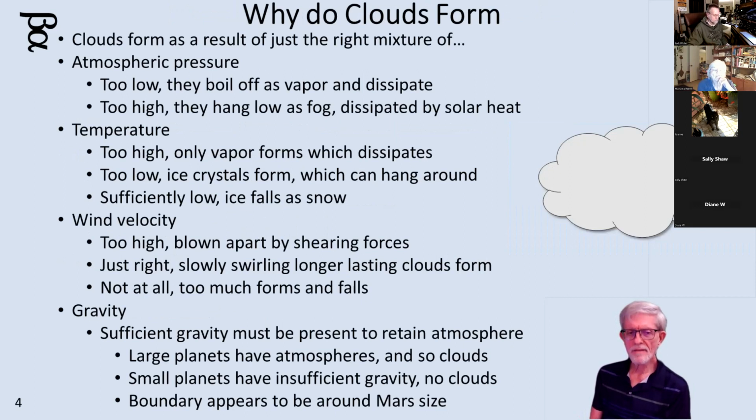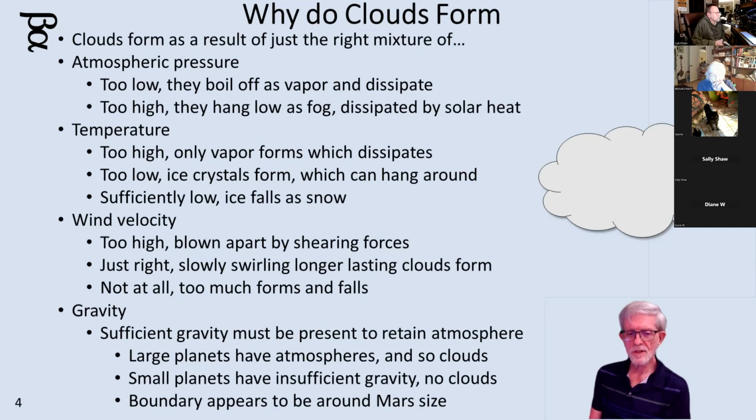Clouds are a result of atmospheric pressure, temperature, wind velocity, and gravity. If the atmospheric pressure is too low, the clouds will boil off as vapor and dissipate. If the atmospheric pressure is too high, they'll hang as low fog, so they'll hang low to the ground, and they'll be dissipated by solar heat. If the temperature is too high, only vapor forms, which dissipates.